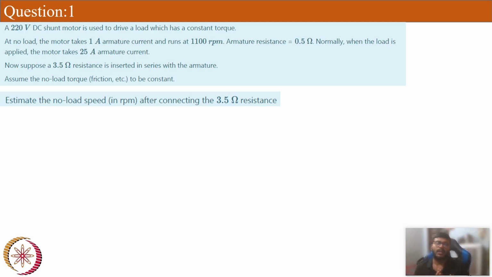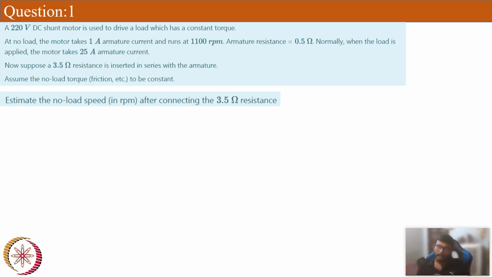Keeping that in mind, at no load our motor takes only 1 amp armature current, and it runs at 1100 rpm. The armature resistance is 0.5 ohm, and that is constant even under load or no load.